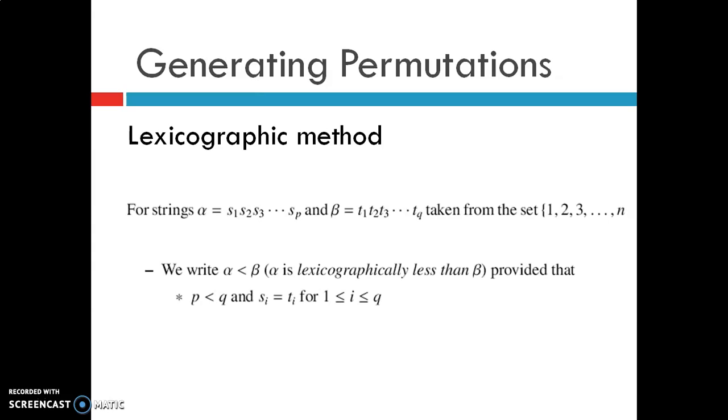Generating permutations. We can use lexicographic methods to generate permutations for this string. Alpha is equal to S1, S2, S3 up to SP, and beta is T1, T2, T3 up to TQ, taken from the set 1, 2, 3 up to n. We write alpha is lexicographically less than beta, provided that P is less than Q and Si is equal to Ti, for i greater than or equal to 1 and less than or equal to Q.